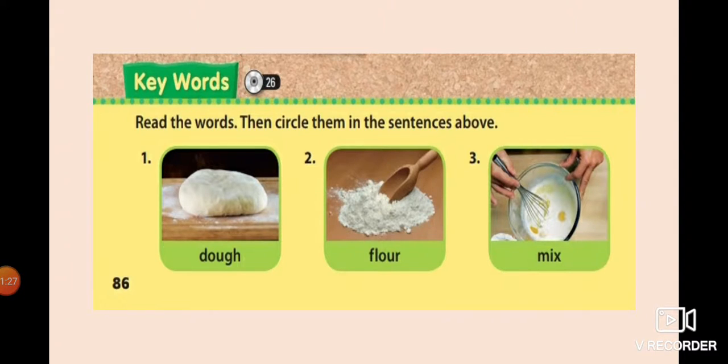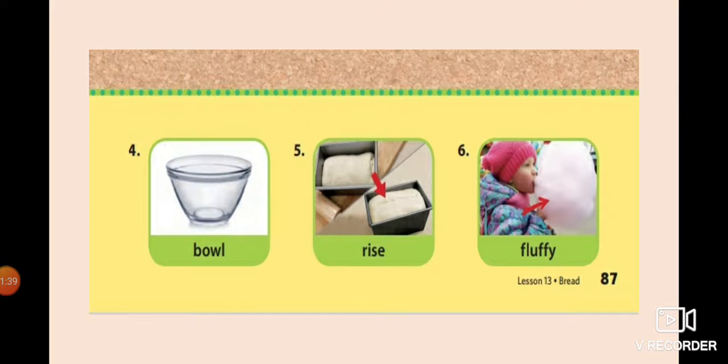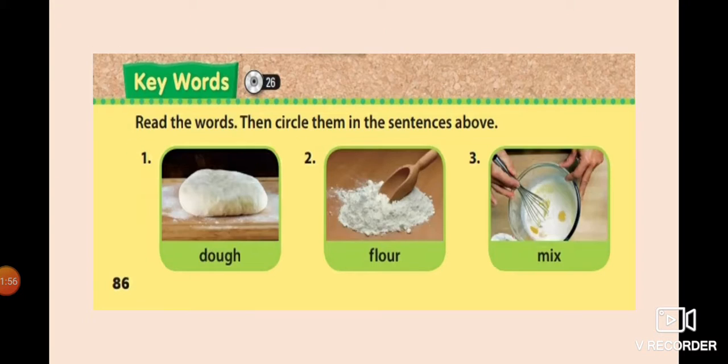The first one is dough, that in Spanish is masa. Then we have flour, harina, mix, mezclar, bowl, this one is a container, un contenedor hondo, un depósito hondo, rise, crecer, and then we have fluffy, this one is esponjoso. All of these are the vocabulary words.